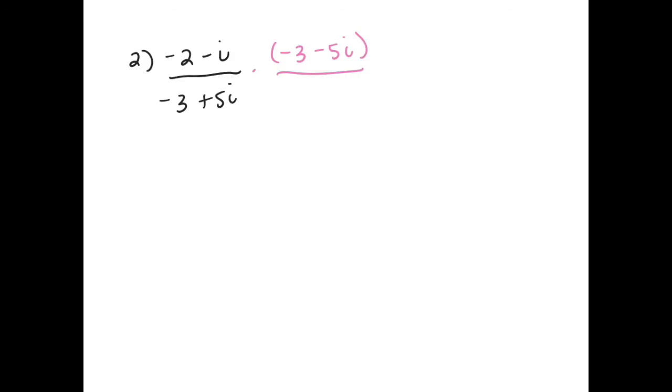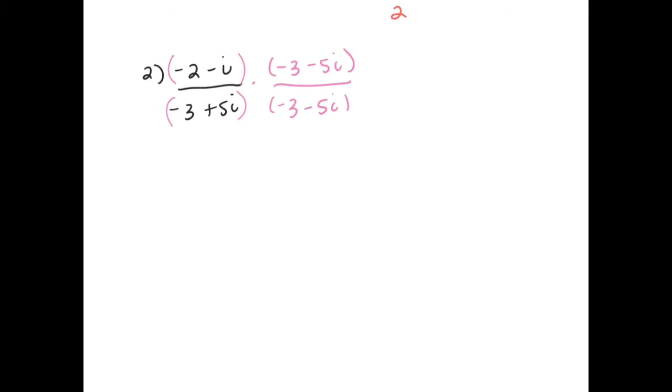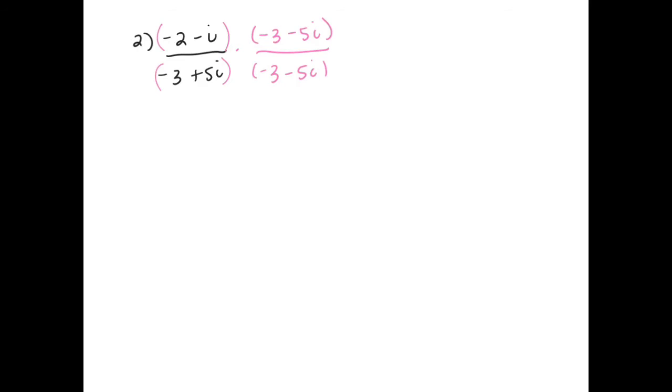The next problem I want to consider is negative 2 minus i over negative 3 plus 5i. This time we have a binomial. So I want to take a look at what's in the denominator and change the sign only in the middle. So I'm going to have negative 3 minus 5i on the top and bottom. Don't forget about your parentheses. We need to FOIL. Remember, when you go to FOIL these problems, resist the urge to simplify too fast.